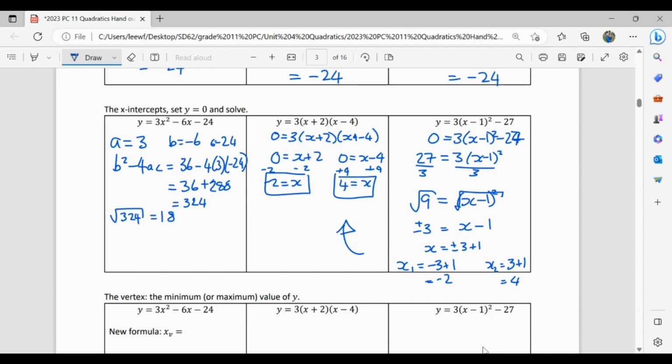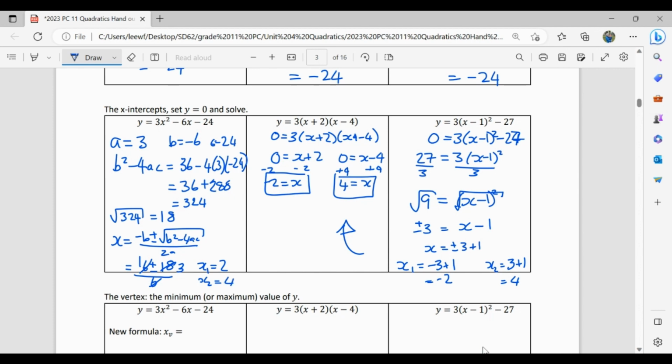And so now applying the formula, we go x equals minus b plus or minus all that. And of course we get negative minus 6, so 6, plus or minus the square root of 324, which is 18, divided by 2 times a, which is 6. All of that simplifies. We've got 1 there, and we've got 3 there, and we get 1 plus or minus 3, and so x1 equals minus 2, and x2 equals 4.